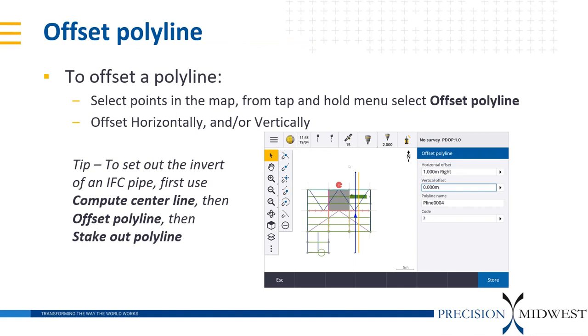To offset a polyline, select the points or line from the map, tap and hold, and then select offset polyline. Again, you can go vertical or horizontal. To set out the invert of an IFC pipe, first use compute centerline and then offset polyline, and then stake out that polyline.